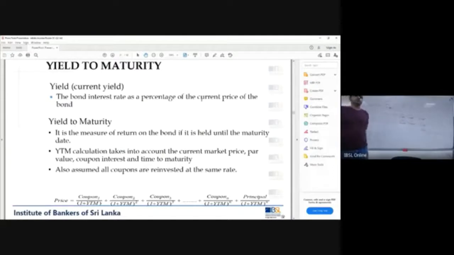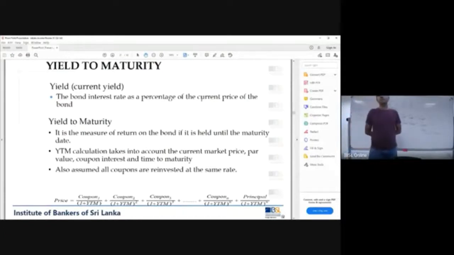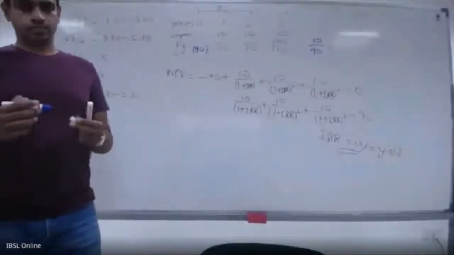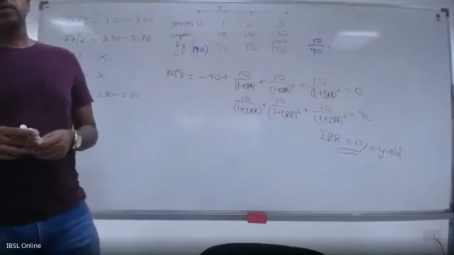There are several types of yields which you can calculate. First one is called the current yield. The bond interest rate as a percentage of current price of the bond. In other words, the coupon as a percentage of the price of the bond. In this case, current yield will be coupon is 10, price is 90, so this will give current yield. Then the yield to maturity.